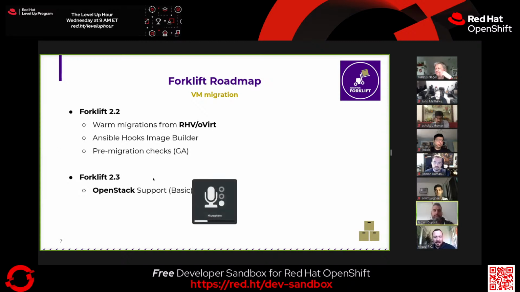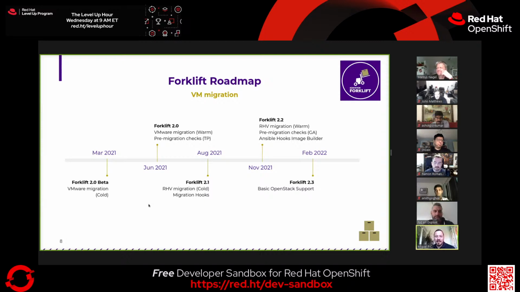So next, please. So there will be the timeline, right? As I said before, we have launched beta in March. We launched Forklift 2.0 in June. And we plan to launch in August Forklift 2.1 with the Rev cold migration and migration hooks. 2.2 in November, by the end of November more or less. And then February of next year for the basic support in Forklift 2.3. So that would be it.